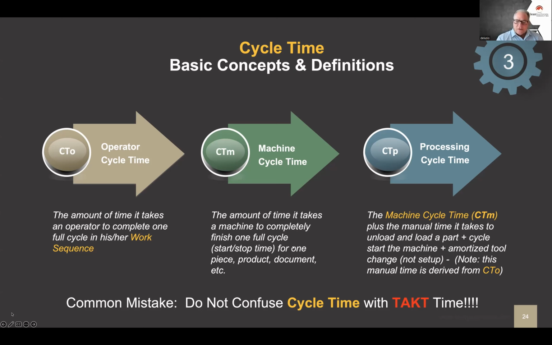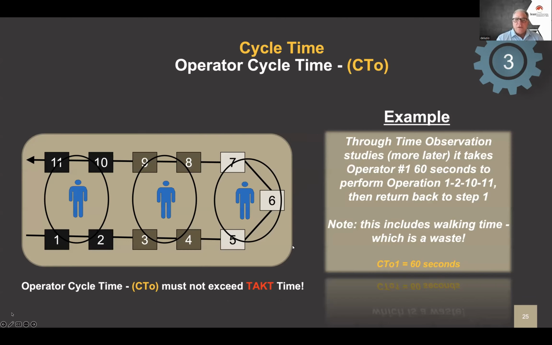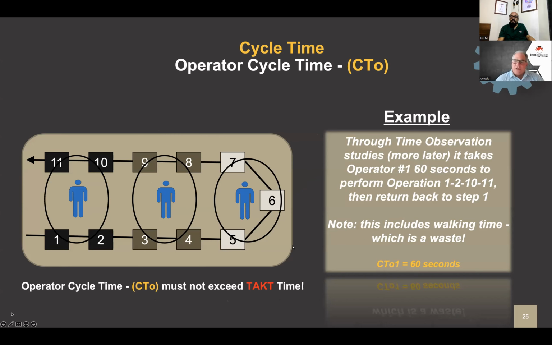Okay, so let's get into a little bit more detail of these three concepts. Here's your cycle time of the operator, and as you could see, operator number one goes, if it takes 60 seconds to perform operations 1, 2, 10, and 11 back to step 1, 60 seconds is the operator cycle time. So the cycle time of operator number one is 60 seconds. Now, again, if I've got a takt time of 50 seconds, I've got myself a problem.